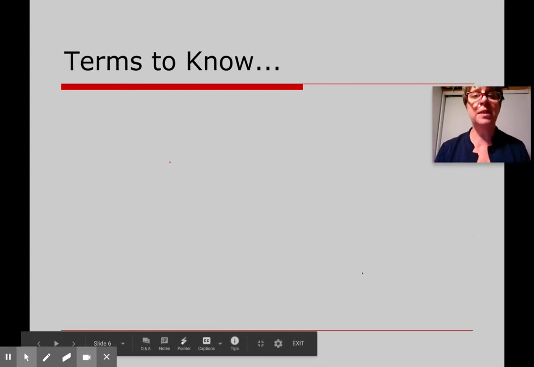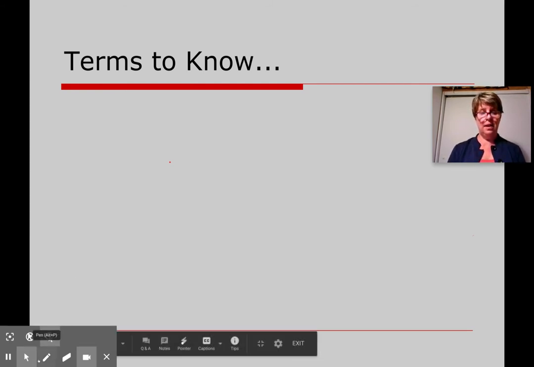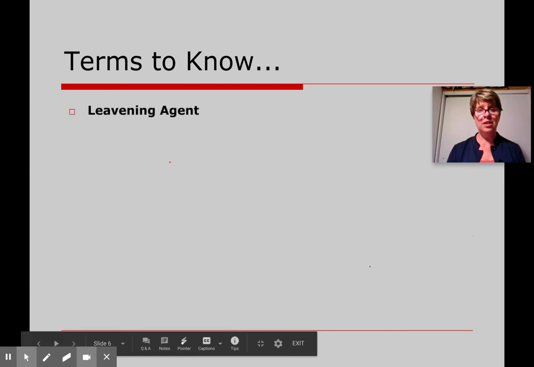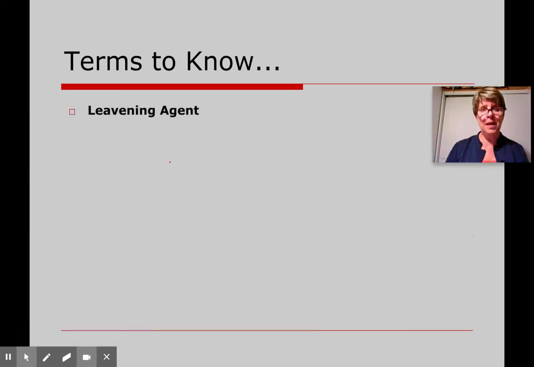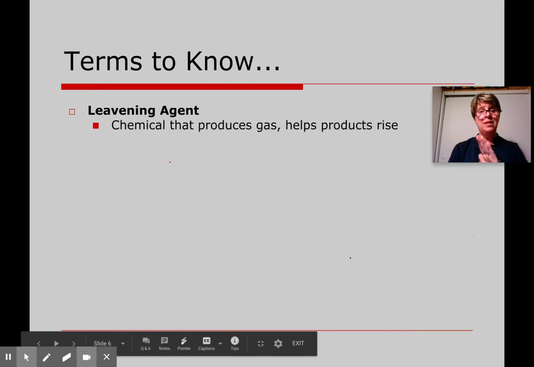So these are the terms that I need you to know so that when we talk more about quick breads, you understand what I'm saying. So when I say the term leavening agent, you're going to go, oh yeah, that's baking powder, baking soda, or yeast, or other things like egg whites. But we're just going to look at these three, okay? So it's a chemical that produces gas, helps the products to rise.